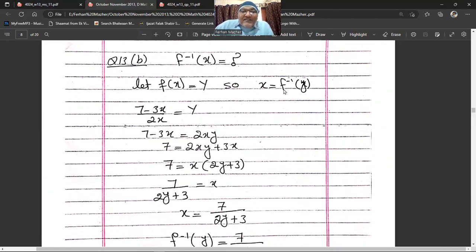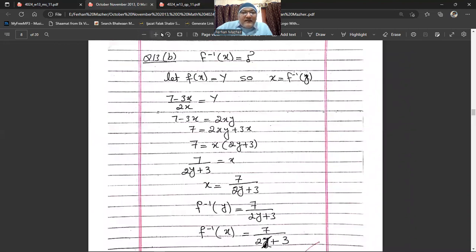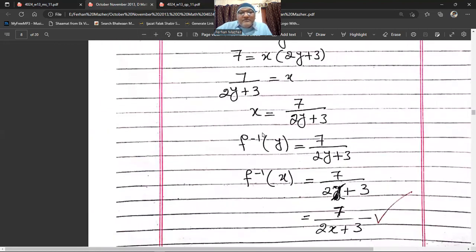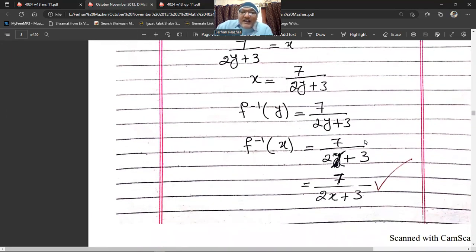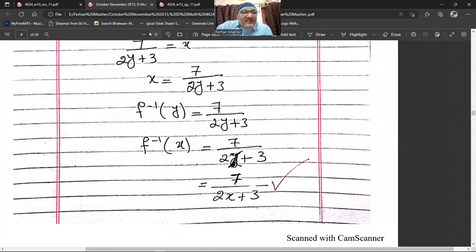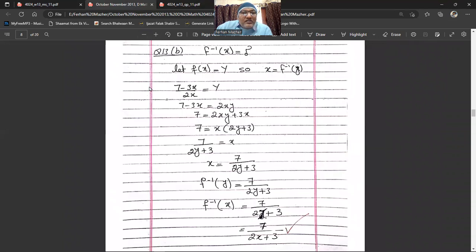In the place of x, I will write f inverse of y is equal to 7 by 2y plus 3. Then I will change the variable. I will change this variable with the x. F inverse of x will be equal to 7 by 2x plus 3. That's the inverse formula. I hope you understand. So this is the solution of this whole question.